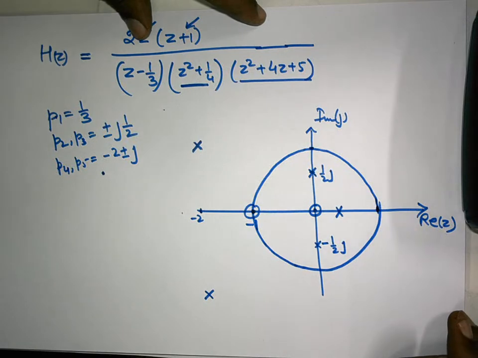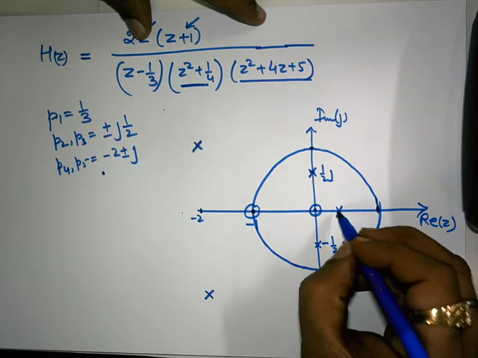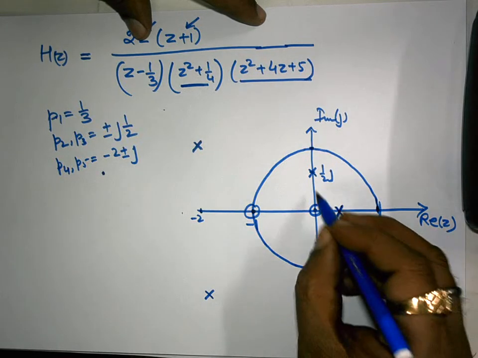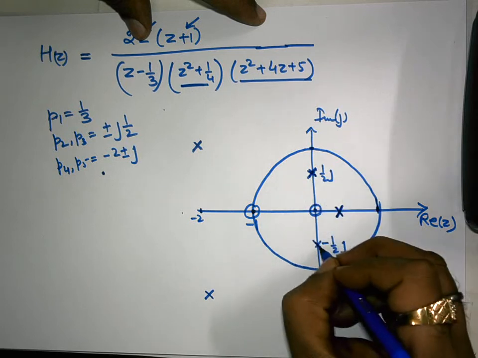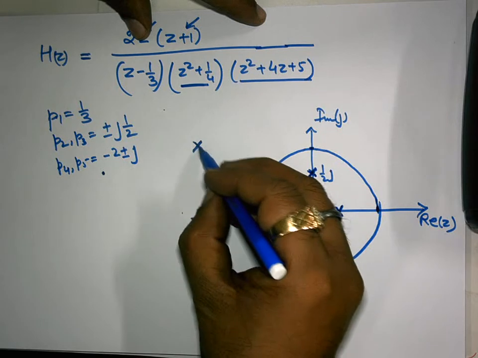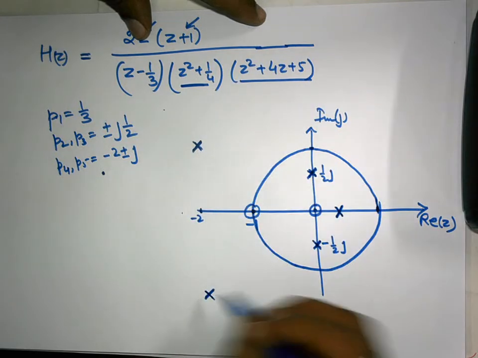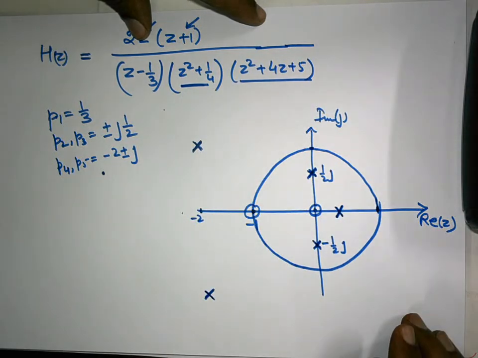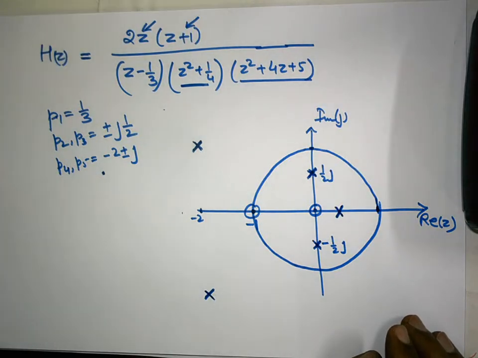I am drawing a circle of unit radius, and we will see that some of the poles are lying inside this circle, while some of the poles are lying outside of this circle. Note it down that some of the poles are lying inside this unit circle and some of the poles are lying outside of this circle.